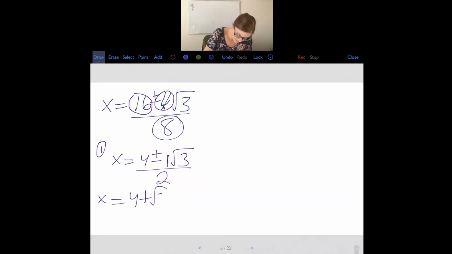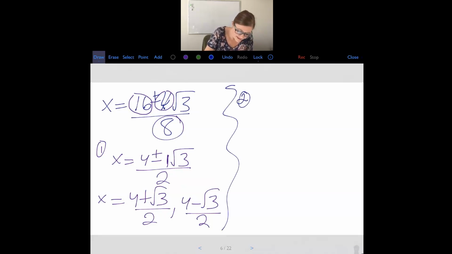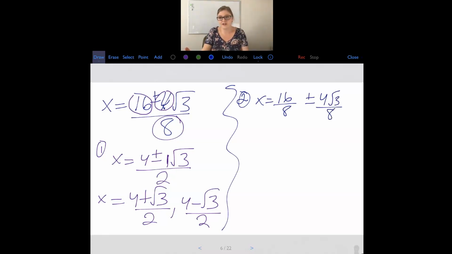4 plus the square root of 3 over 2, 4 minus the square root of 3 over 2. Okay, so that's one way to think about it. The second way is to break up the numerator since we have the same denominator. So x would be equal to 16 over 8 plus or minus 4 square root 3 over 8. When you add fractions with the same denominators, you add the numerators and keep the denominator, so we get back to the original.